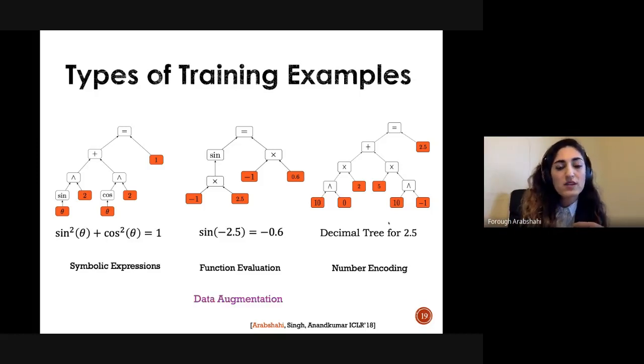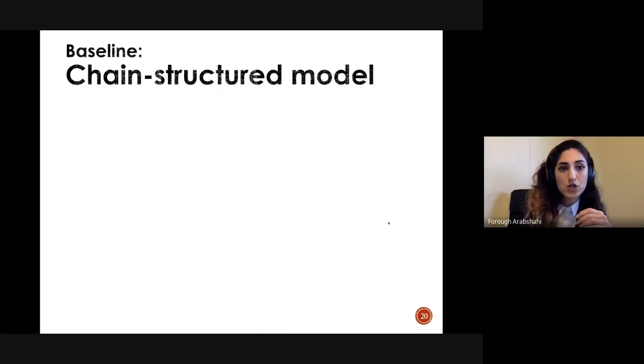This is a method called data augmentation, where we use data from different sources. And prior to this, researchers in neural programming either used only symbolic expressions or function evaluations, be it from the mathematics domain or the computer program domain. And we will show that this is important for achieving extrapolation.